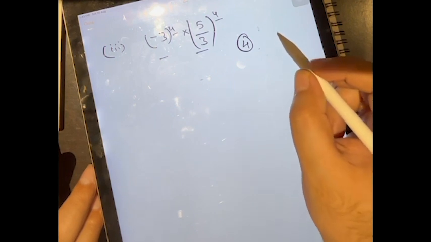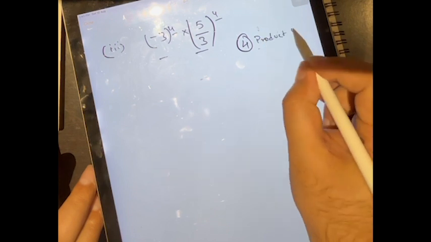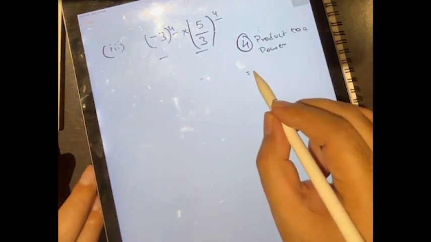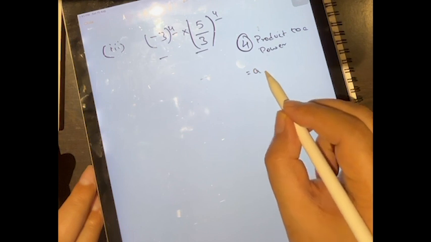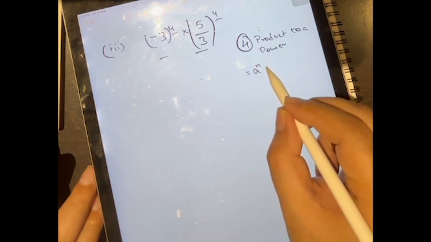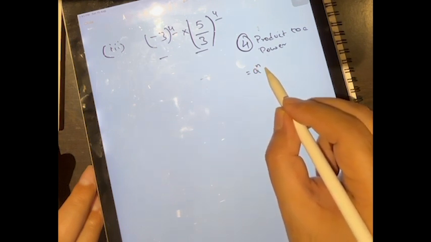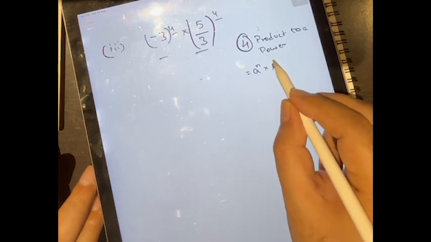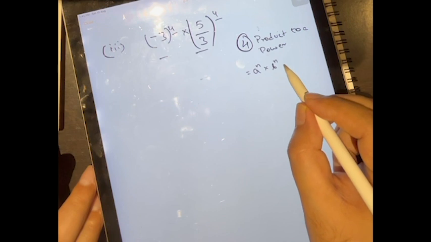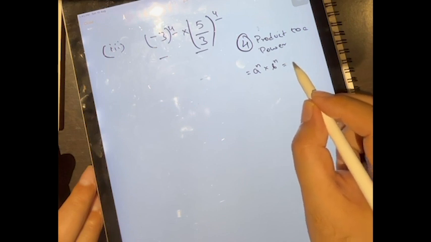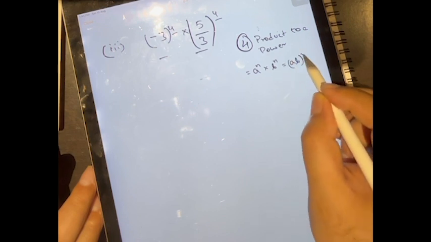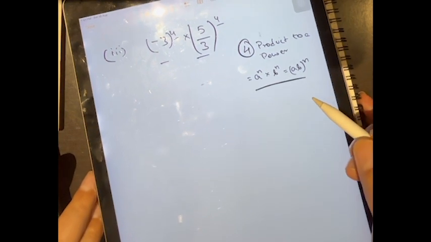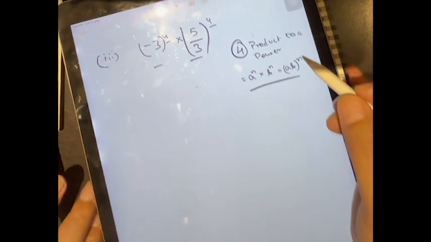And the law number 4 says product to a power, and this says if you have two different bases, which is a is one base to a common power multiplied by b, which is the second base with a common power, you can always write something like ab raised to the power of n. So we will apply this particular law within the expression that we have.